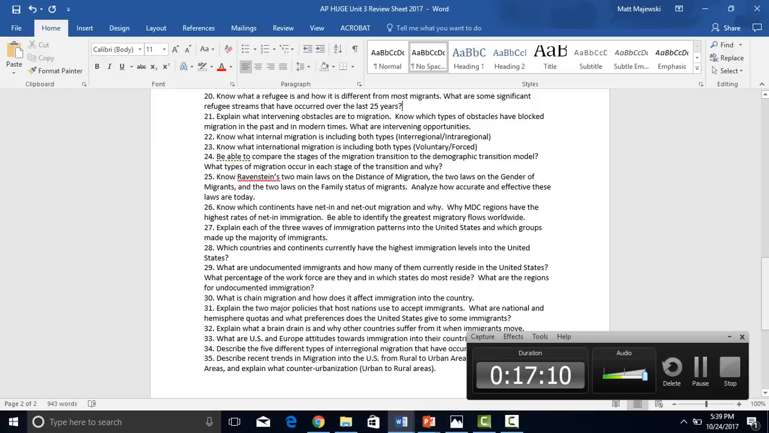Ultimately, intervening opportunities are usually a good thing. I think intervening obstacles are generally not as good of a thing for a migrant. All right. Number 22, know what internal migration is, including both types.